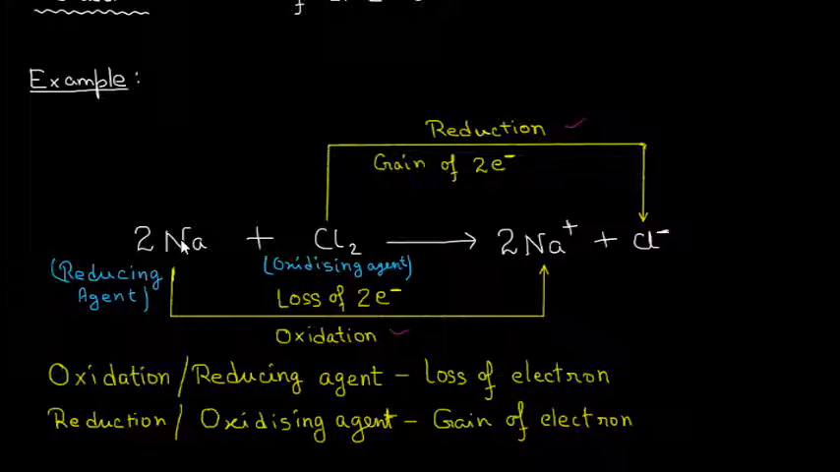But crossly it is true. So oxidation happens in the reducing agent, reduction happens in the oxidizing agent. For example, in our case, sodium is a reducing agent, and oxidation is happening in it. Again, chlorine is an oxidizing agent, and reduction is happening in it. Let us move forward.